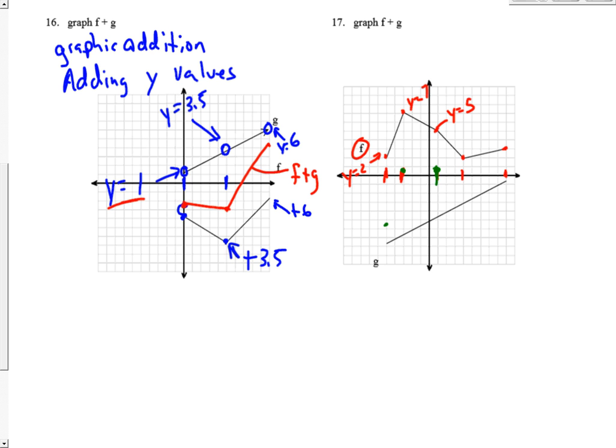And then on my next point, I'm at y equals 2. So I'm going to go down to the g graph and I'm going to add 2 units. And that gives me a point right there. And then I go to the last point over here, which is a y value of 3. And I go to my g graph on the line and I'm going to add 3, which would give me a point like right there. And then I connect the dots. And that right there is my f plus g. And that's it.